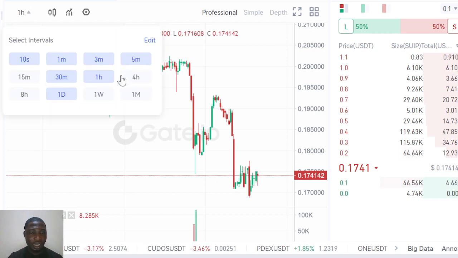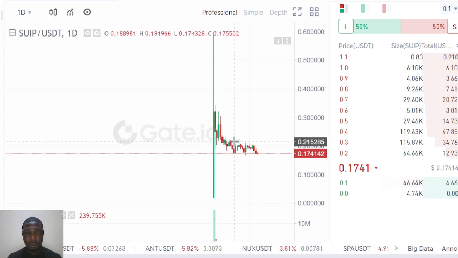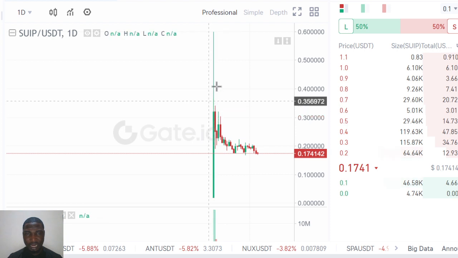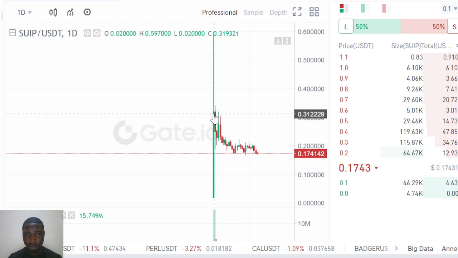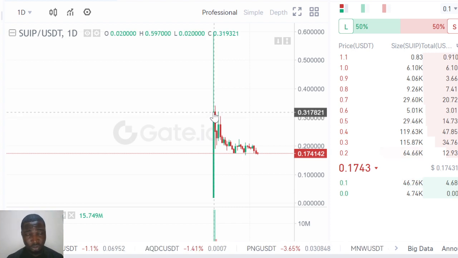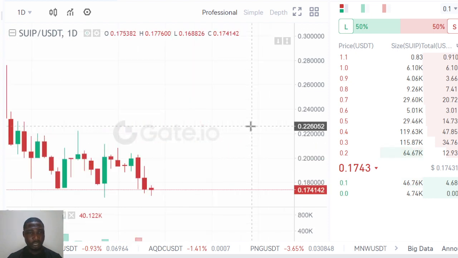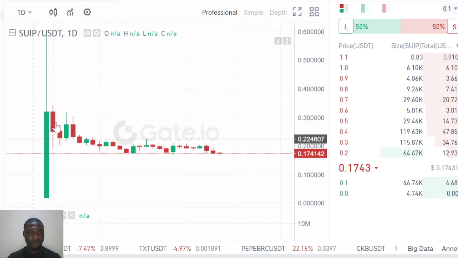Let's go to the 1 day time frame to see what happened and what is actually happening in the market. Now, this is the one day time frame. The highest this coin has got into right now is 0.3. If not for the way the market actually goes, I believe it would have gotten far more than this in the market space.